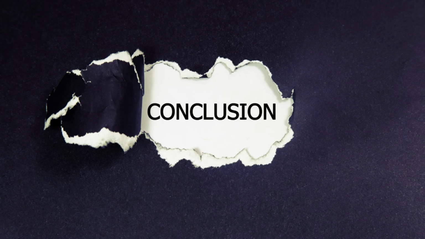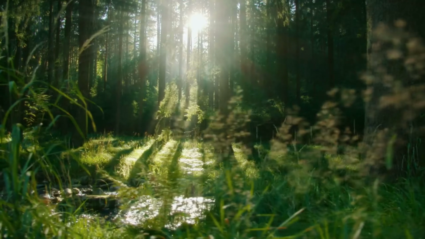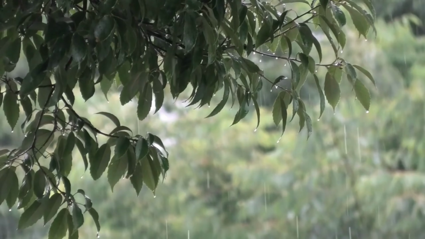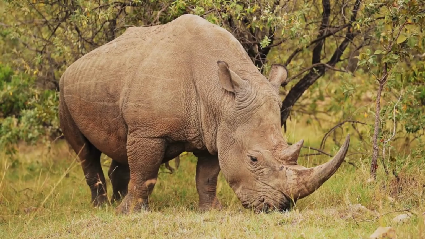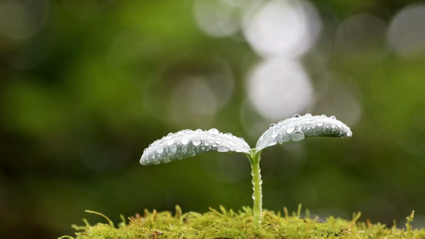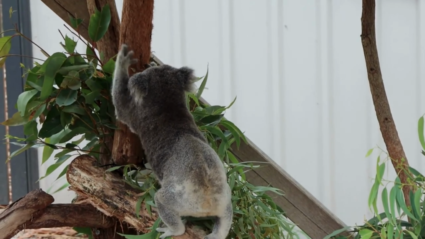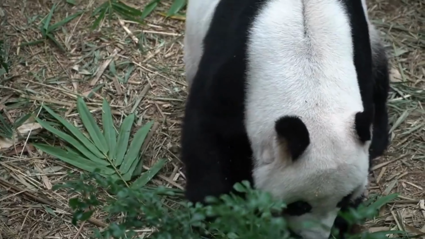In conclusion, biodiversity is the foundation of life on Earth. It maintains ecosystem balance, supports human survival, and allows nature to adapt to change. The loss of biodiversity is not just the loss of species. It is the loss of ecological stability and future resources. Protecting biodiversity through conservation and sustainable practices is essential to ensure a healthier present and future generations.